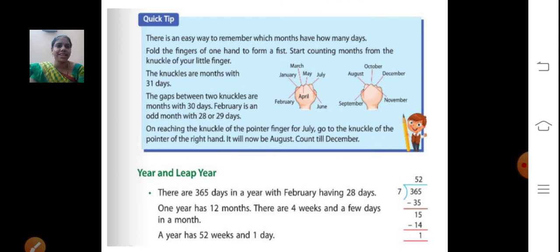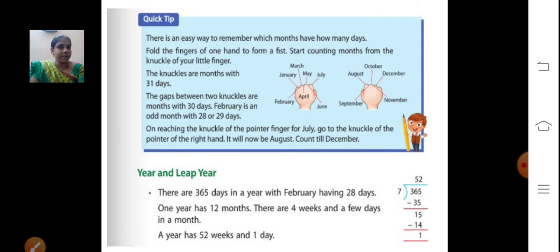How to calculate a leap year, that we will see. So there are 365 days in a year, with February having 28 days. How many days are there in a year? 365 days. February has how many days? 28. February has only 28 days.